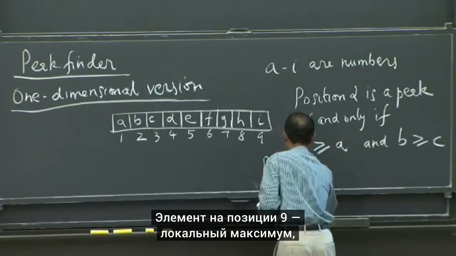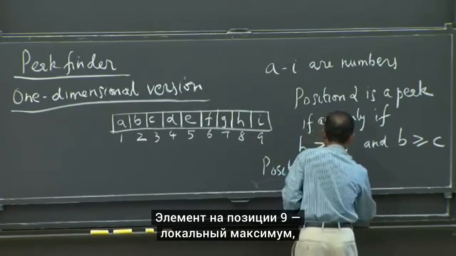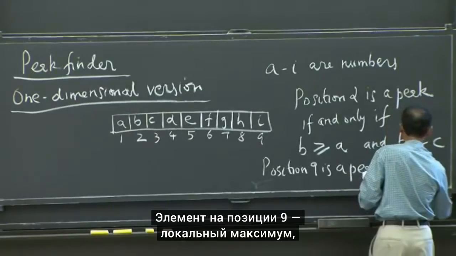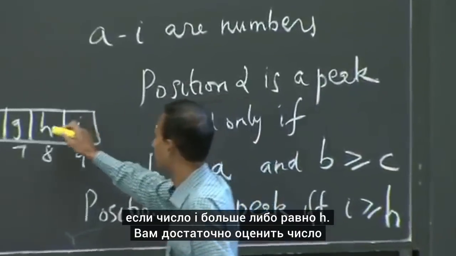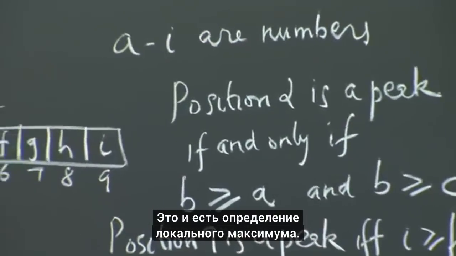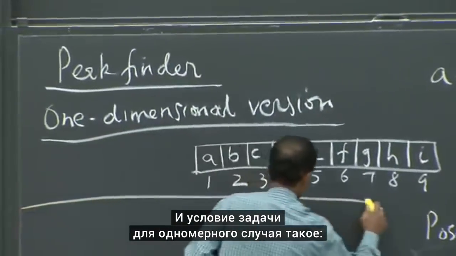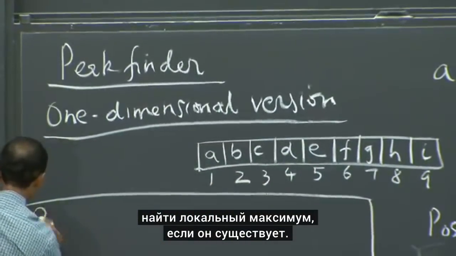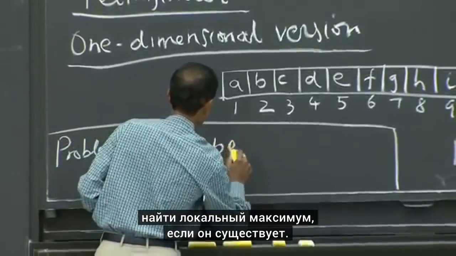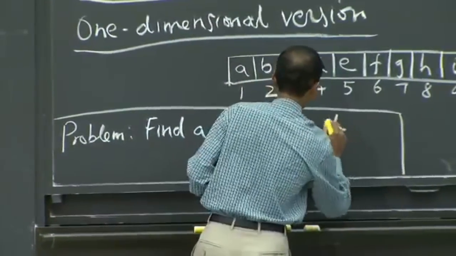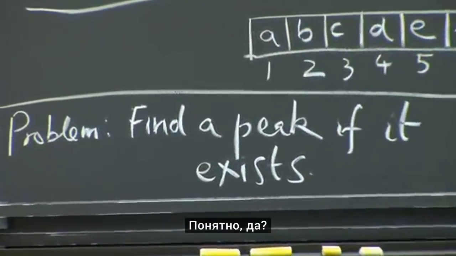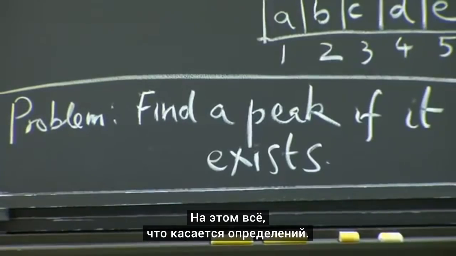So position 9 is a peak if I is greater than or equal to H. So you just have to look to your left there because you're all the way on the right-hand side. All right? So that's it. And the statement of the problem, the one-dimensional version, is find a peak if it exists. All right? That's all there is to it.